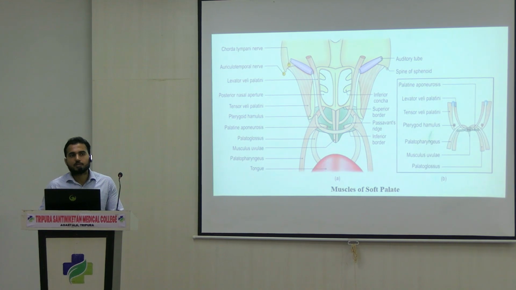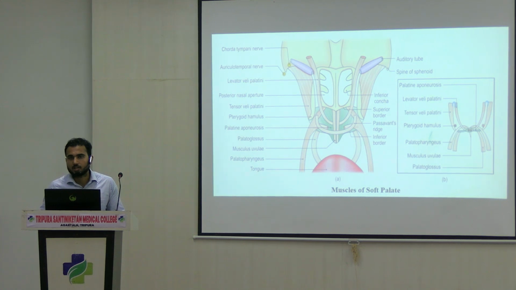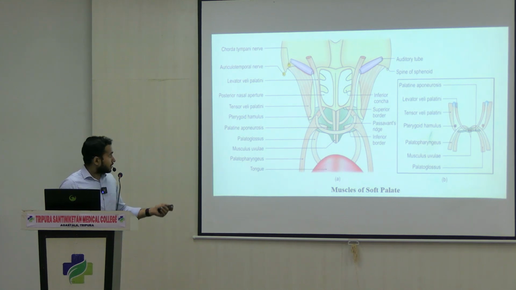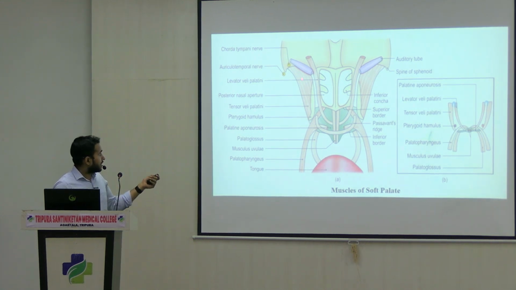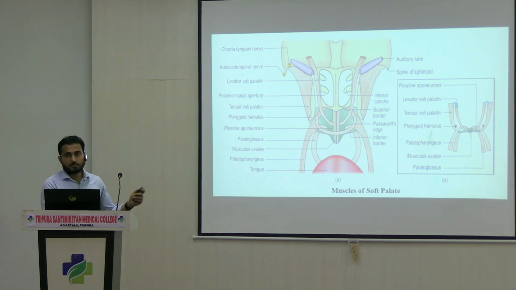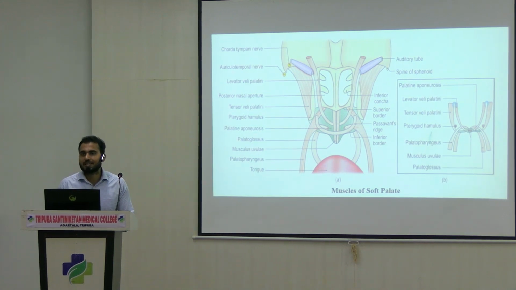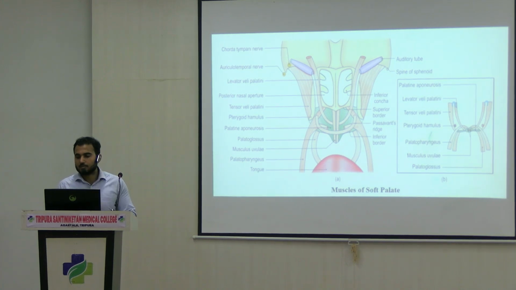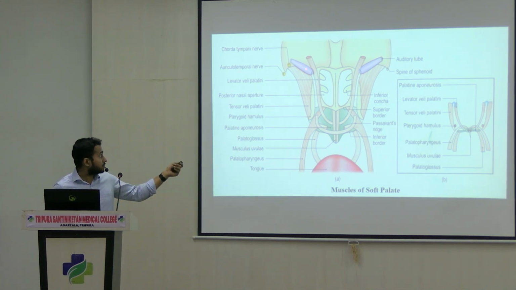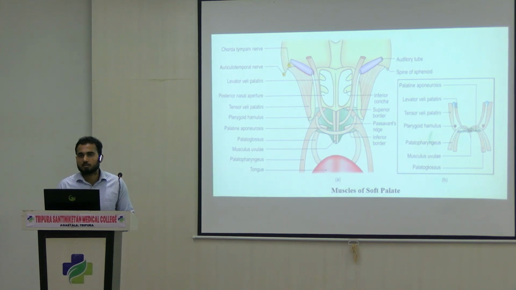Now what do you think, what will be the function based on the origin and insertion? First we will see the tensor veli palatini. First of all it will create tension in the soft palate. Along with that it will open the pharyngotympanic tube. So it helps in opening of the pharyngotympanic tube during swallowing and during yawning.